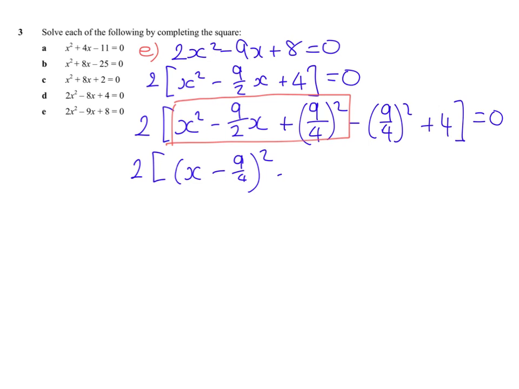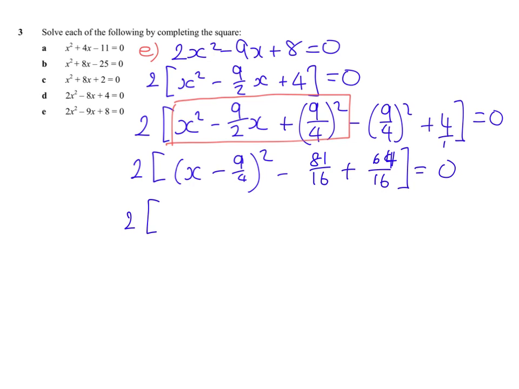So now I've got to sort out this part here. So I'm going to actually square that out. So that's 81 over 16. Now I could say 4, but because this is a fraction, I'm going to turn 4 into something over 16. So that's like over 1 times 16, I get 64. Okay, and equals 0.